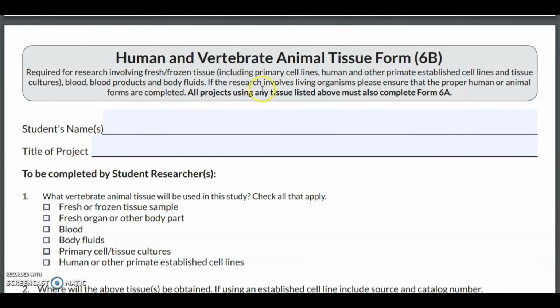If the research involves living organisms, please ensure that the proper human or animal forms are completed. Take note that all projects using any tissue listed above must also complete Form 6A. This Form 6B must be completed by the student researcher. It also includes the student's name and the title of the project, and where those tissues will be obtained.